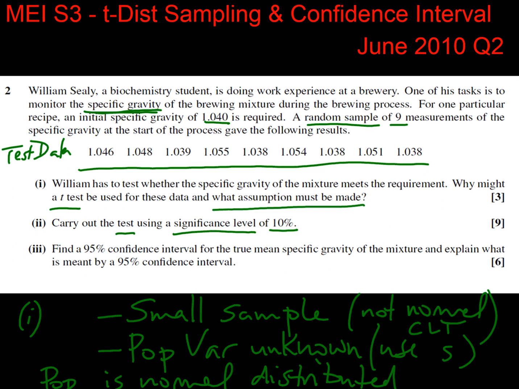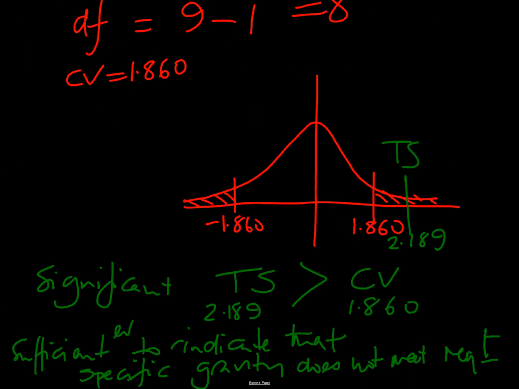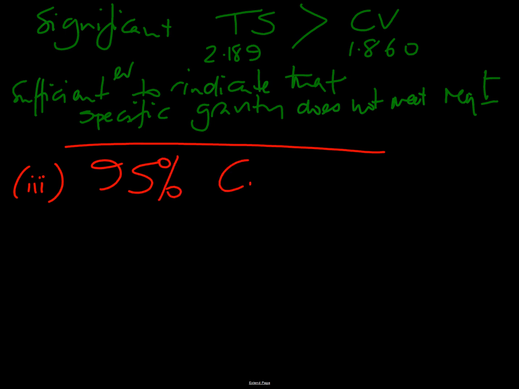Now we've got another 6 marker. Find a 95% confidence interval for the true mean specific gravity of the mixture, and explain what is meant by a 95% confidence interval. So you need to have those words off pat, so we'll pick that up in a sec. Here we go then. This is part 3. They want a 95% confidence interval.